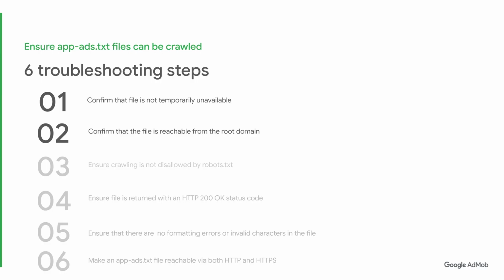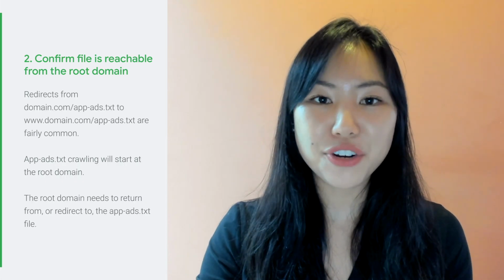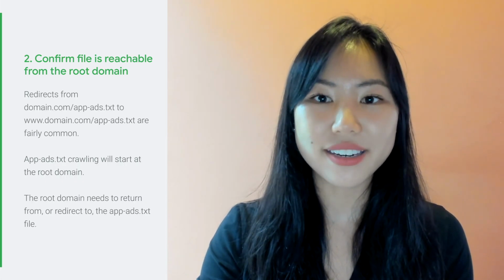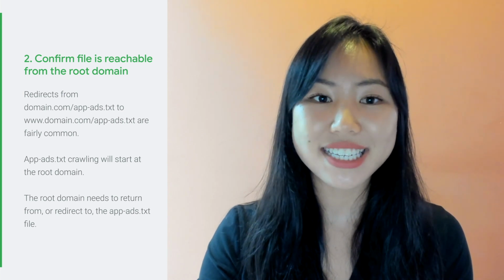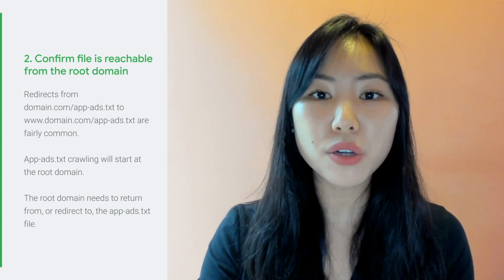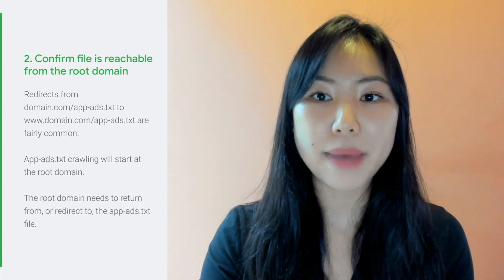Number 2. Confirm that the file is reachable from the root domain. Apex.txt crawling will start at the root domain. In accordance with the apex.txt specification, crawlers will look for files at the following URL patterns: https://hostname/apex.txt, or http://hostname/apex.txt.